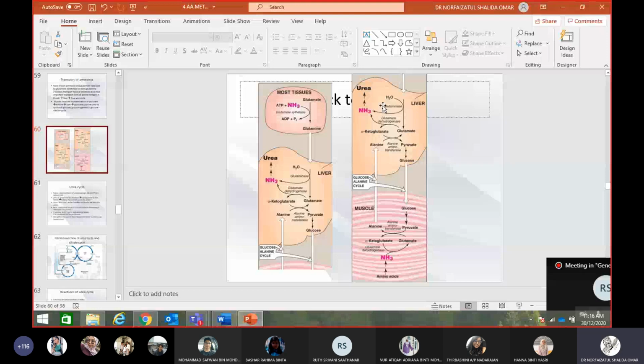Any question? I hope you're clear on that. That's why I said oxidative deamination and transamination are the two important reactions. Mainly, in the transfer of ammonia, these two reactions are important, other than the conversion of glutamate to glutamine by glutamine synthase and glutaminase. Any question? I hope you're clear on the transport of ammonia.